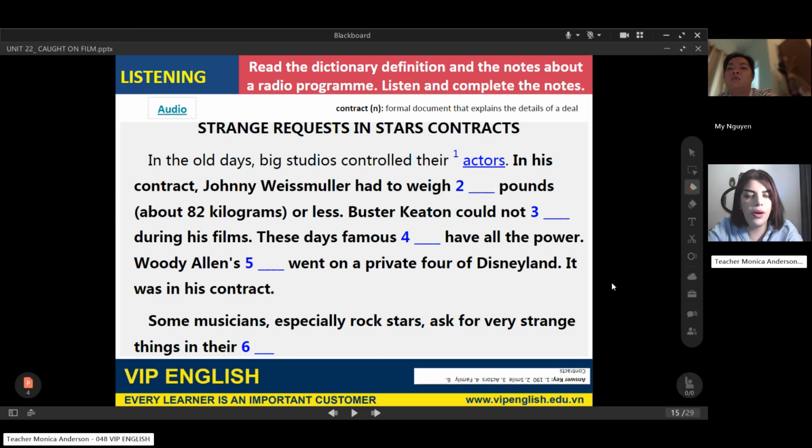Another example is that of the silent film actor Buster Keaton, who was famous for his sad face. The face became so important that the studio said he could not smile on screen. And they wrote it in his contract. No smiling. These days, of course, famous actors have all the power. They are the stars, and their contracts show it. They ask for whatever they want.